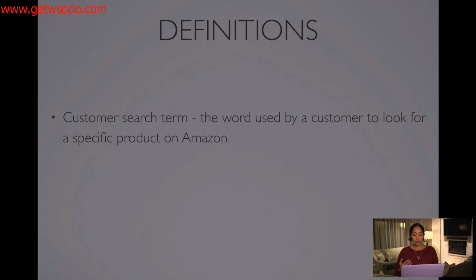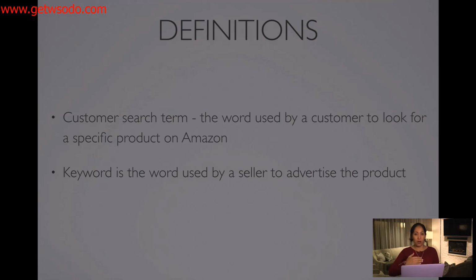This is the word that is used by a customer to look for a specific product on Amazon. So whatever keyword they actually enter into the search box, it's not actually a keyword, it's a customer search term. A keyword is the keyword used by a seller, by you or I or our client, to advertise a product. So we would enter 4D Lash Mascara, but that could be on the customer's end a customer search term. So whatever the customer enters in the search bar is a customer search term. Whatever we enter in the back end to advertise our product is a keyword.